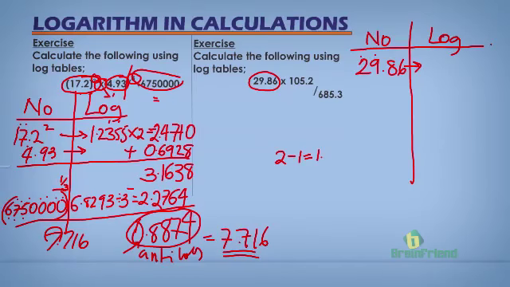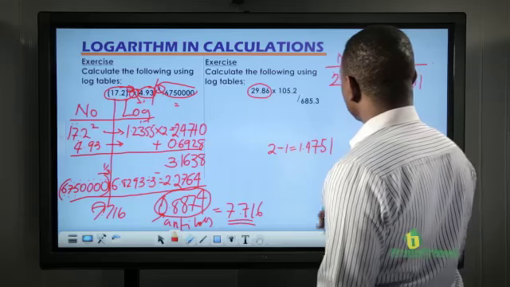So we have the logarithm of 29.86 as 1.4751. Let's put that down on our table. So we have 1.4751.